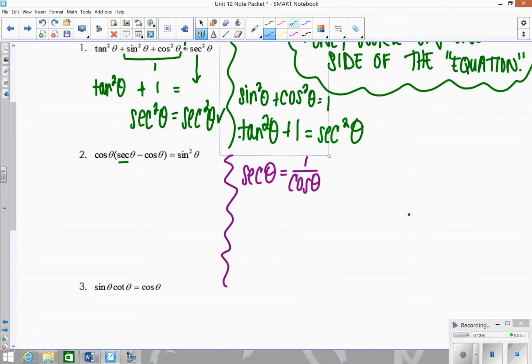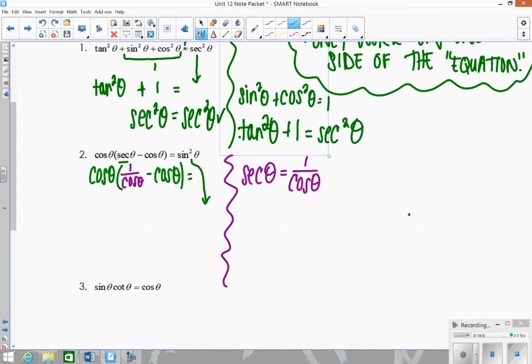So then what this allows me to do is I can replace secant with 1 over cosine. And then I'm just going to keep everything else. And then the right-hand side here, I'm really just going to carry it down.